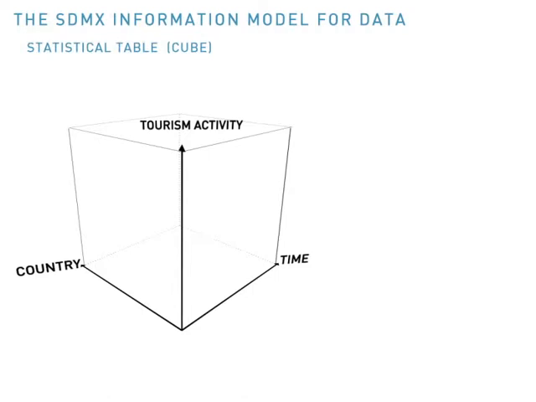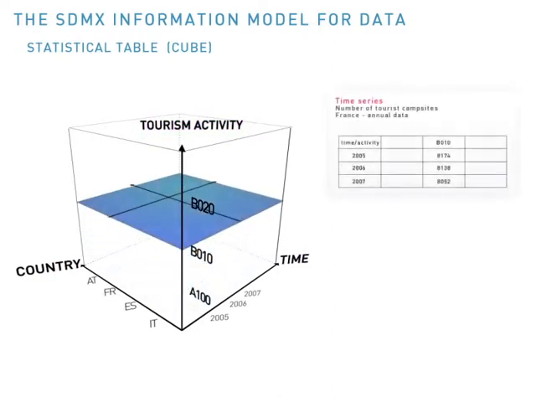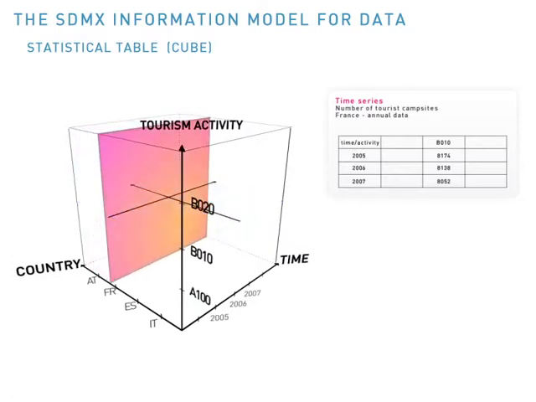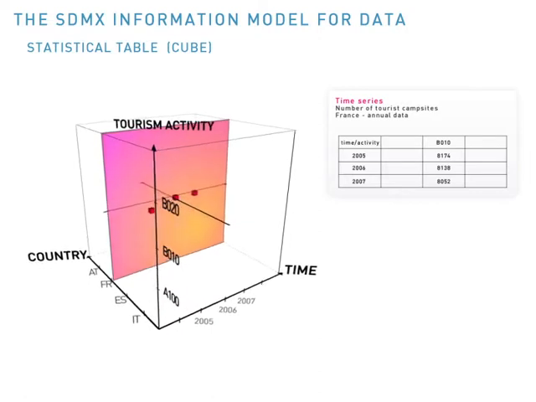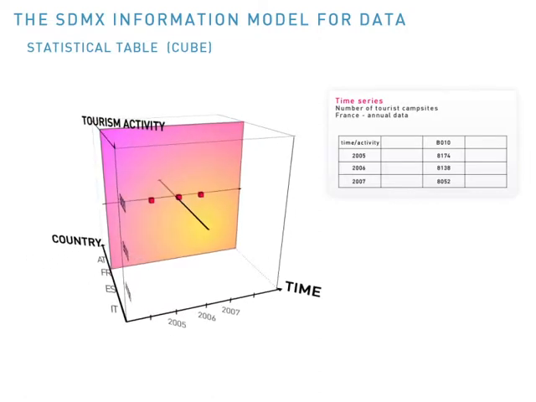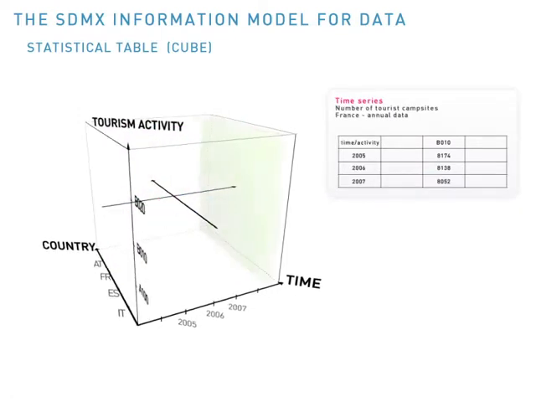The statistical table in our example has 3 dimensions: country, time, and tourism activity. Let's consider only one, tourism activity, B010. If we fix the country, in this case France, we obtain one time series with a value for each given time period, in this case for each year. The values are the observations and correspond to the number of tourist campsites for France over the given time period.